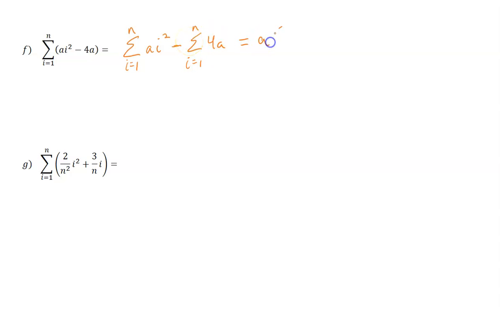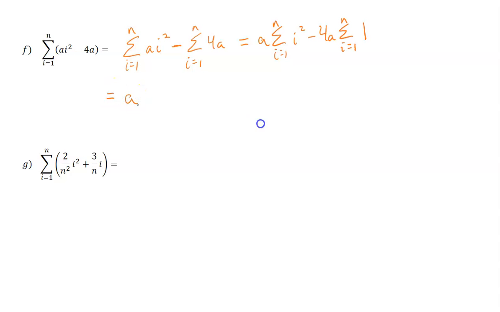So I'll have a times the sum from i equals 1 to n of i squared minus 4a times the sum from 1 to n of, and then there's just a 1 left over here. It doesn't cancel out. I still have a 1 left over, okay? And so now this part right here is the quadratic series, and this part right here is the constant series. So now I'm going to use those formulas, okay?